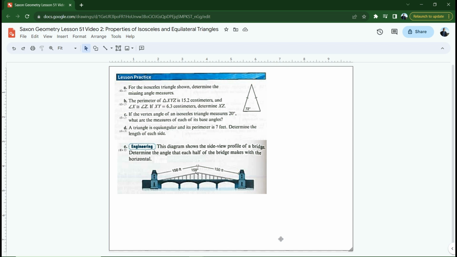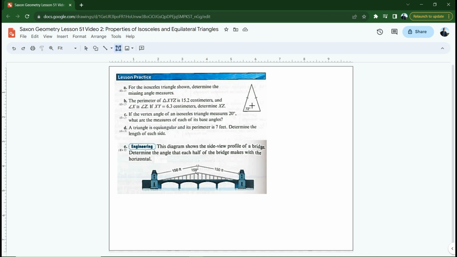All right, geometry students, in this video, we are going to use what we learned about isosceles triangles to solve some practice problems related to isosceles and equilateral triangles. Letter A. For the isosceles triangle shown, determine the missing angle measures. Well, this one's really simple.